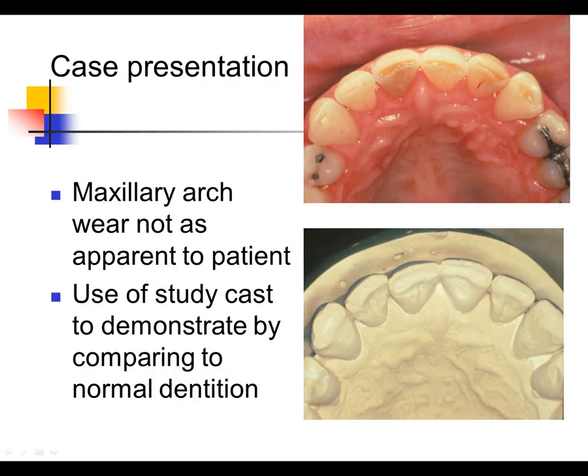Here we're looking at a maxillary case, and many times the patient can't view what's occurring. They may be complaining about chipping of the incisal edge, or perhaps a bluing of the incisal edge because of the translucency in the enamel. Many times a study cast can demonstrate the degree of wear, showing them a normal cast and one of their own arch with wear.